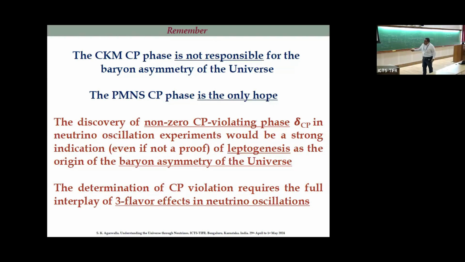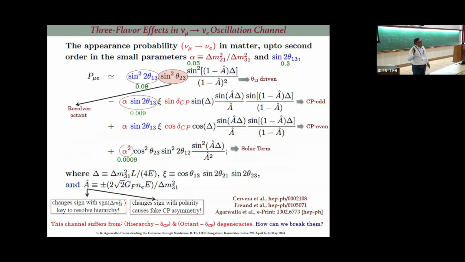There will be a strong indication. I must not say that it will be a proof that leptogenesis is the origin for the cause for the baryon asymmetry, but there will be a strong indication towards that. There is a huge literature, I don't have time, but to measure the CP phase, which is my job, we need 3 flavor effects. So, are you convinced now before I proceed?